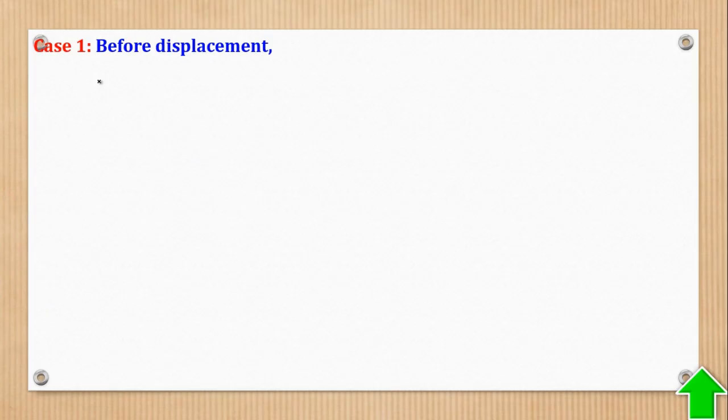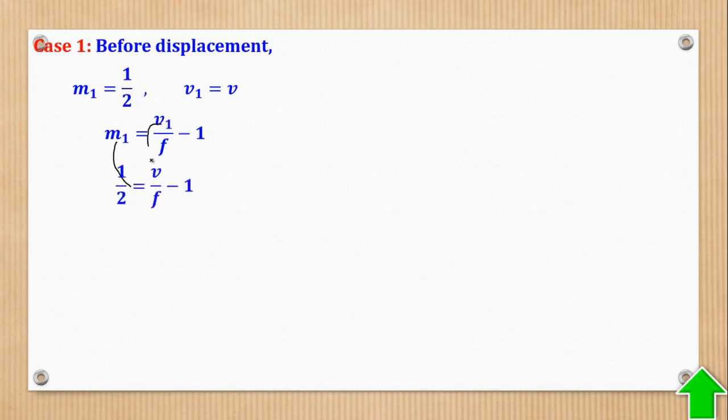So before displacement, magnification is a half, they told us, and v1 is v. Therefore, using the expression of magnification in relation to image distance and focal length, we can substitute for m and for v1, then make v over f the subject to give you 3 over 2. Okay, that is before displacement.